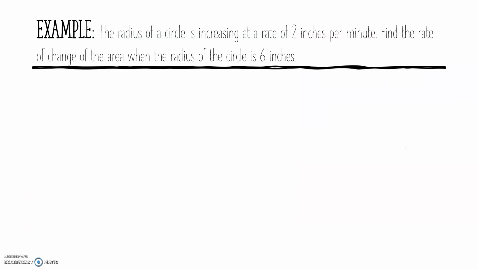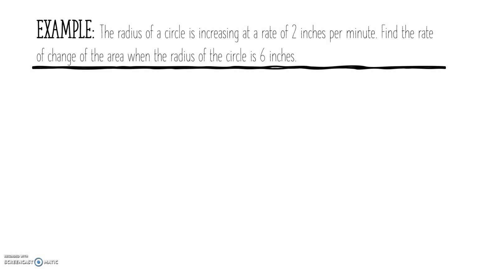We're going to do an example together, and this is on your note sheet if you are using my note sheets. The radius of a circle is increasing at a rate of 2 inches per minute. Find the rate of change of the area when the radius of the circle is 6 inches.